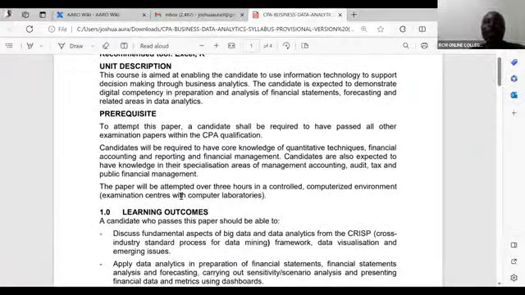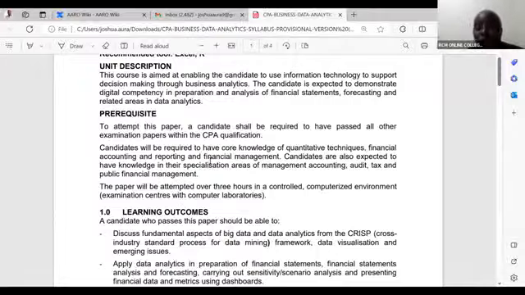Prerequisite. To attempt this paper, a candidate shall be required to have passed all other examination papers within the CPA qualification. So basically, it is an exit qualification. This is the paper that you do as you exit the CPA. After this paper, we shall only need you to do what we call workshops, which we do within a month, and then you'll be able to get your CPA K.